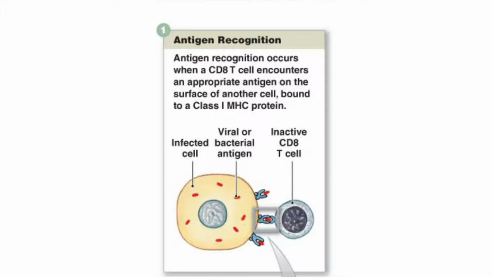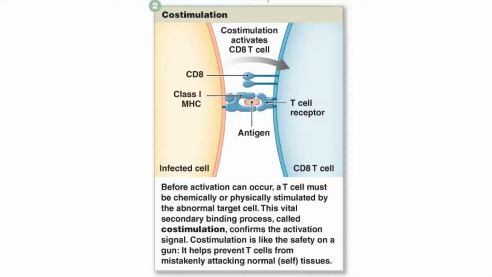Alright, next we're going to talk about antigen recognition. So a CD8 T cell recognizes a class 1 MHC protein and its antigen and binds to it. And then we have what is called co-stimulation. That's the next step. In co-stimulation, a T cell must be physically or chemically activated by the infected cell. And this step keeps the immune system from attacking our own cells. So this T cell is only going to become active when this particular pathogen is present.